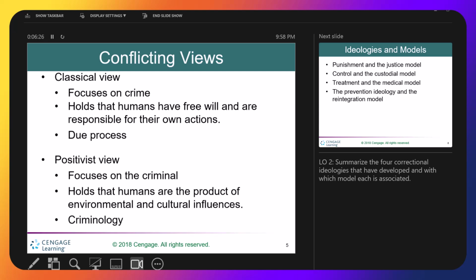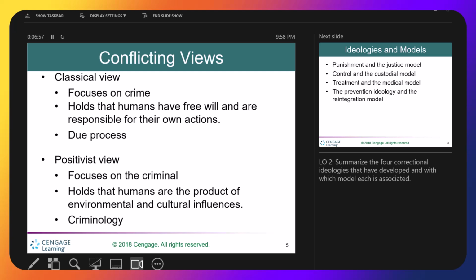Now, the positivist view focuses on the criminal and holds that humans are the product of their environment and cultural influences, criminology. The reason he's a criminal is because of where he came from and what he went through. It wasn't his choosing, it wasn't his fault that he became a criminal. It's because of how he was raised and who he was around.